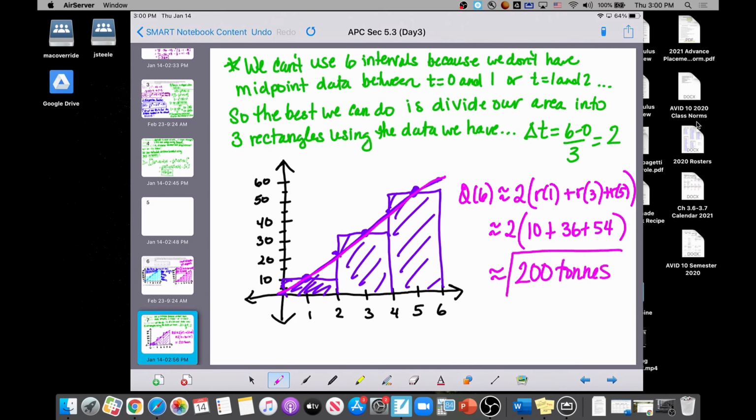And we can assume that that is a better estimate than what we found in Part A, because our upper estimate was 230, our lower estimate was 172. 200 is between those values, so even though we could only use 3 rectangles instead of 6 for our midpoint rule, we still get a closer estimate here to the area under the curve.